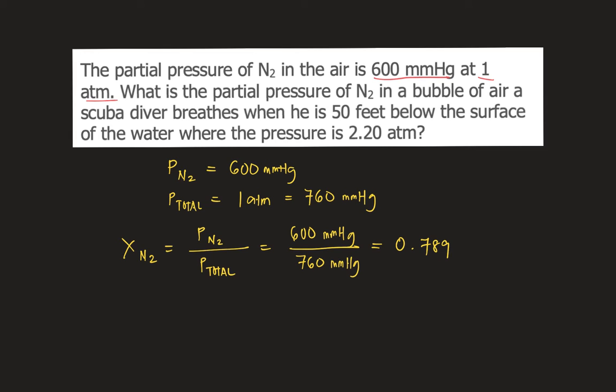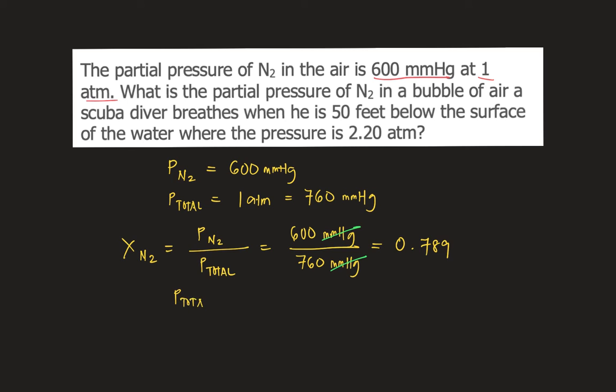0.789. So the mole fraction has no unit because the units for pressure will cancel out. So the mole fraction of nitrogen is 0.789. Now the question is asking for the partial pressure of nitrogen when the total pressure is 2.20 atm.